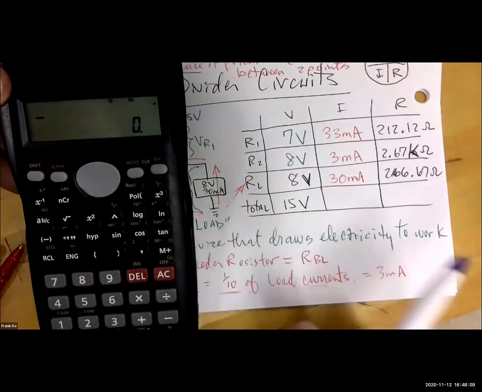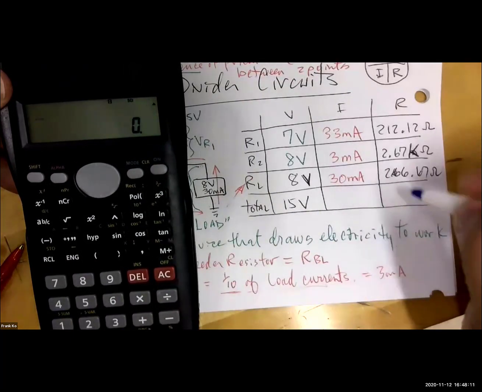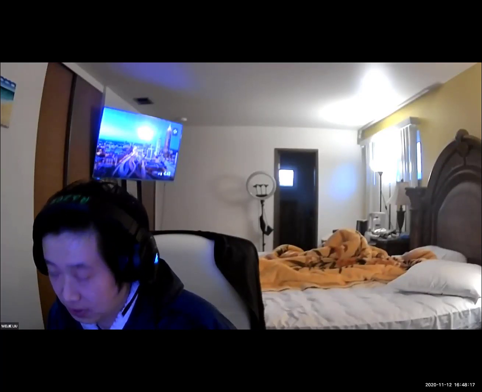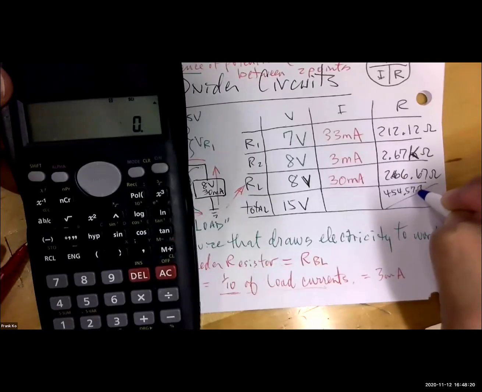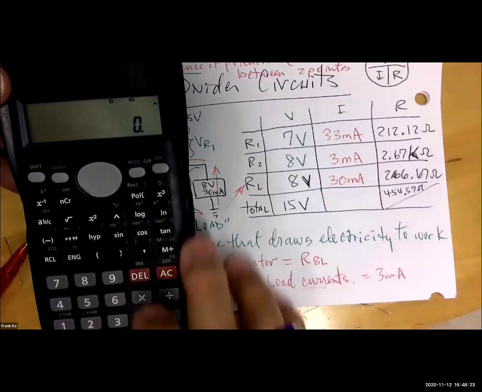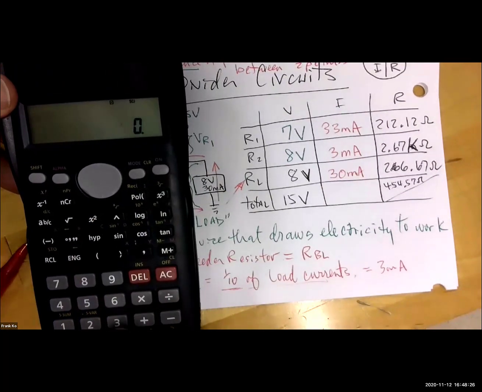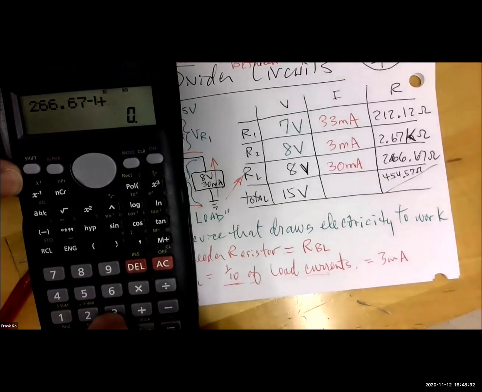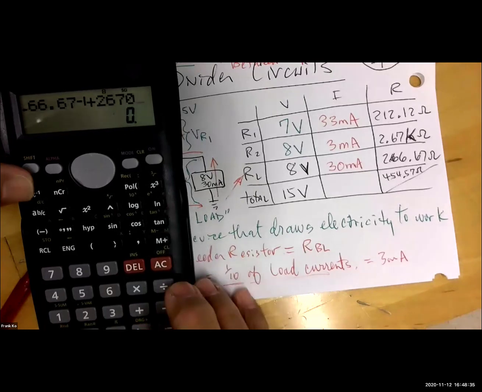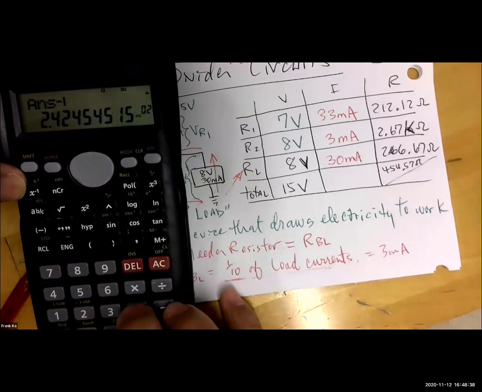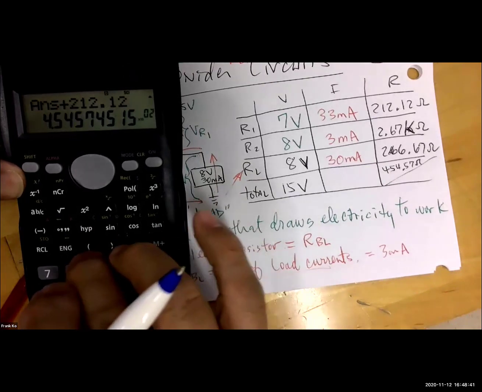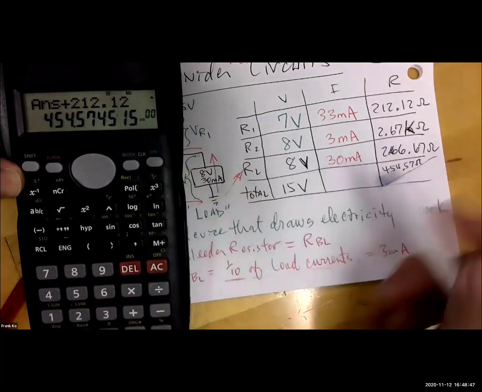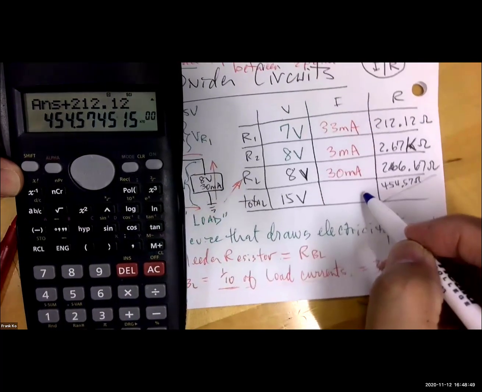And here, oops, did that too fast. So let me take your number. 454.57 ohms. Okay, so we can very quickly confirm that. 266.67 and hit my reciprocal key and then plus 2670 reciprocal equals, and then now add 212.12 and engineering 454.57 ohms. So this works out well. And then from there, we can calculate current, yes?